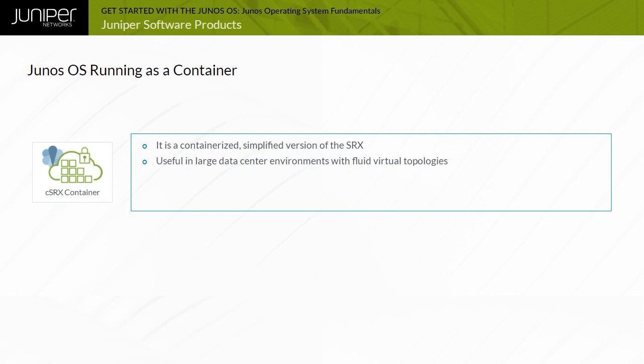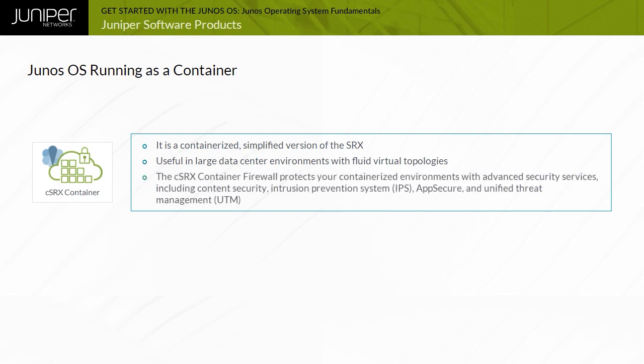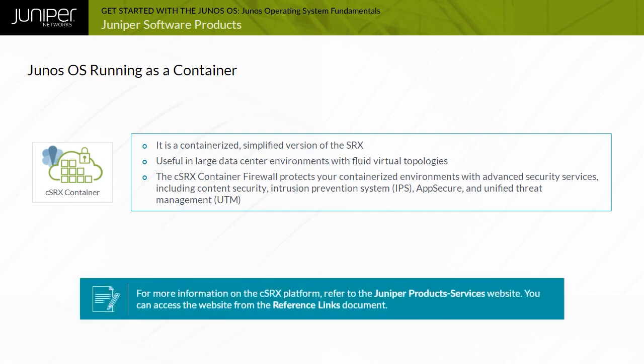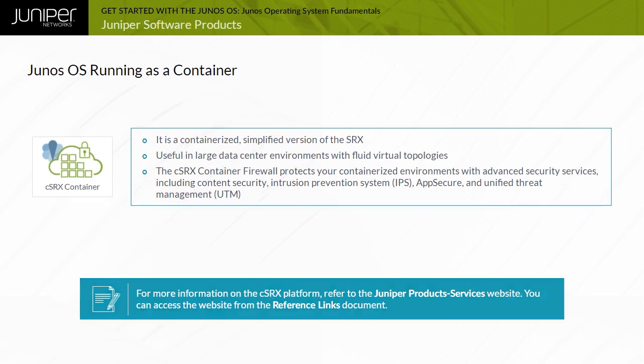This is useful in large data center environments with fluid virtual topologies. The CSRX container firewall protects your containerized environments with advanced security services, including content security, intrusion prevention system or IPS, app secure, and Unified Threat Management, or UTM. For more information on the CSRX platform, refer to the Juniper Products Services website. You can access the website from the reference links document.